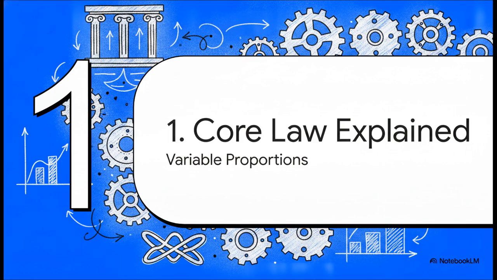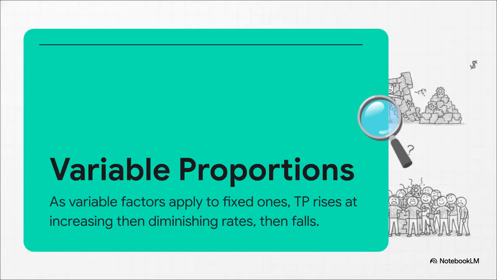Section 1, the core law explained. Okay, so here's the formal definition. The law of variable proportion states that as you apply more and more units of a variable factor, like, say, labor, to a given quantity of a fixed factor, like machinery or land, your total product, meaning your overall factory output, is going to change in 3 very specific phases.